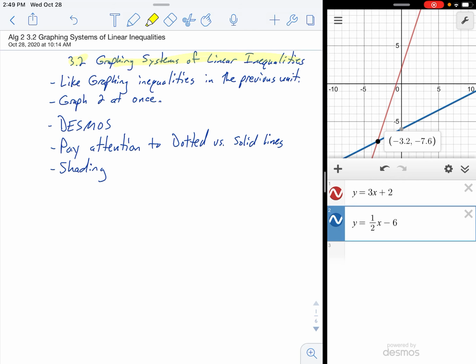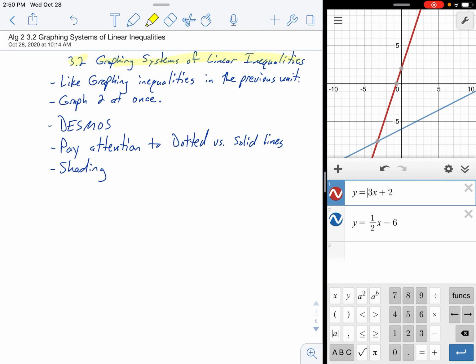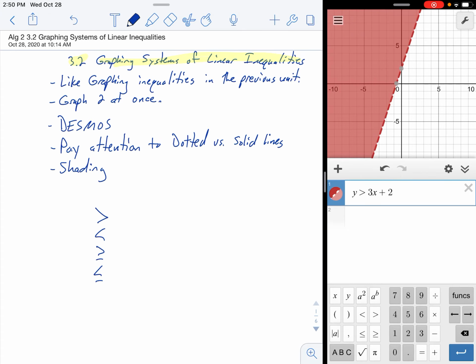But now we have inequalities. So instead of equal signs, there's going to be greater than or less than. Greater than, less than, greater than or equal to, less than or equal to. We did these before, but not 2 at a time. So if you just have one, and let's say there's a greater than, there was the dotted line and shading, or maybe it was a greater than or equal to, and then it's a solid line and shading.